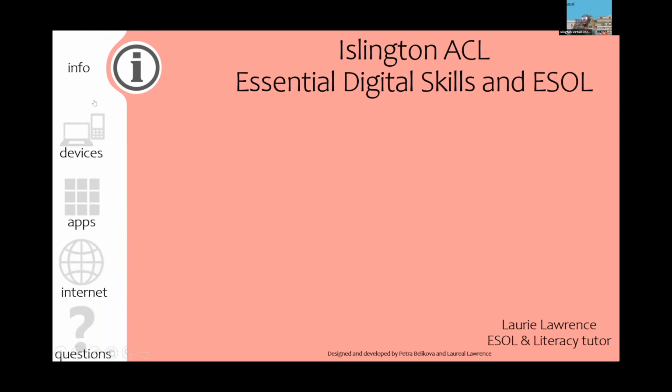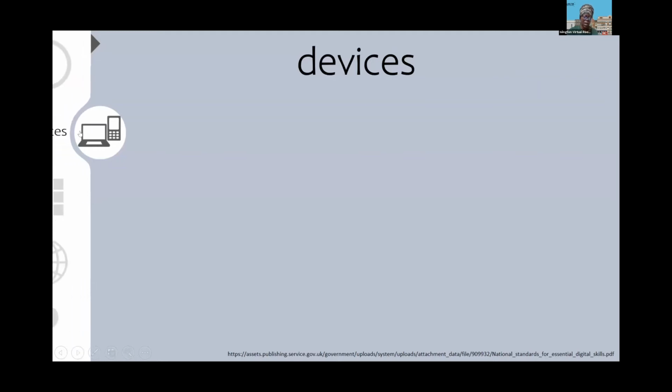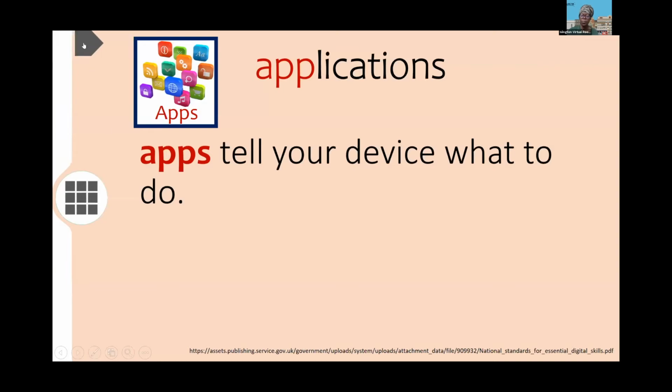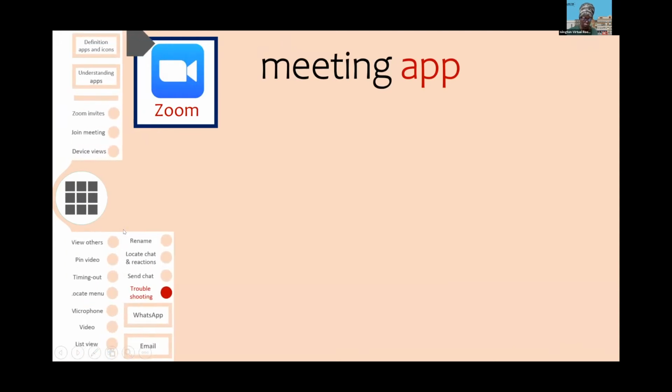Essentially, our program was for pre-entry to entry 3 learners. We broke it down into 4 sections: devices, apps, internet, and lots of questions. So we took the learners through it. Let me show you, for example, in using apps, we broke each topic down into sub-skills: Zoom, WhatsApp, email. And for example, in Zoom, the sub-skills within Zoom, for example, how to pin a video.